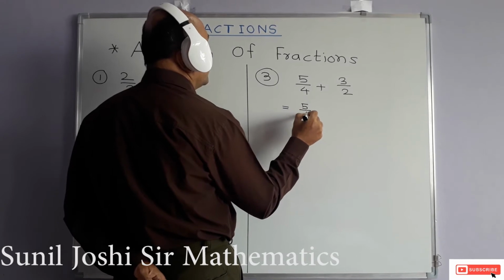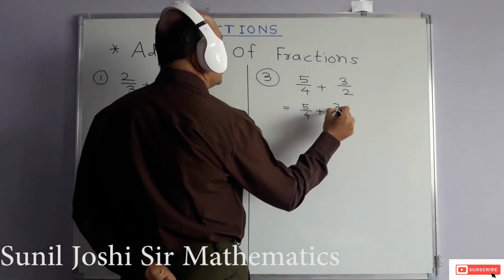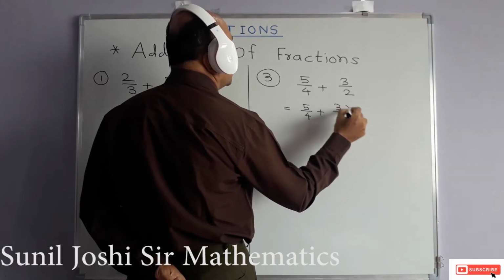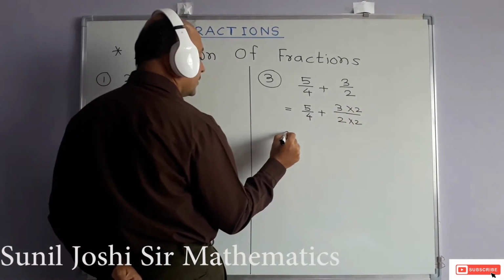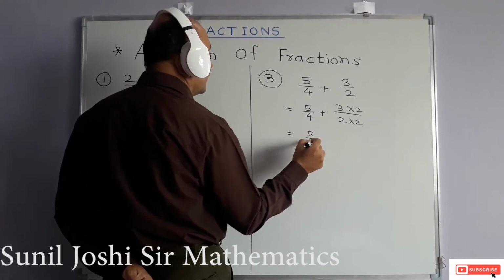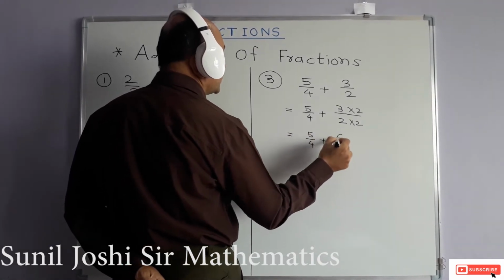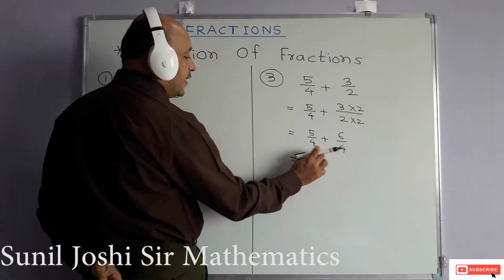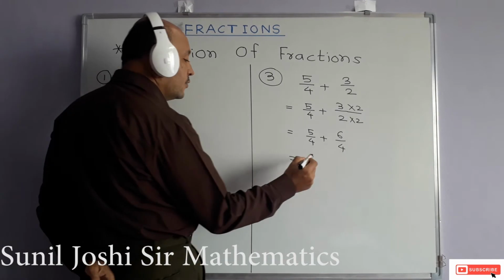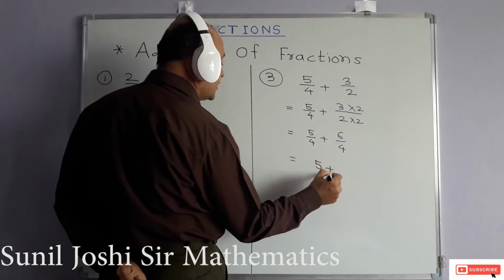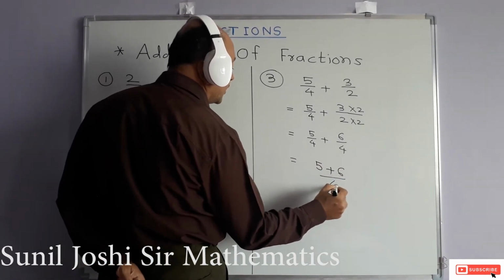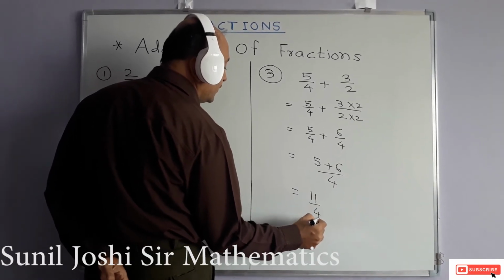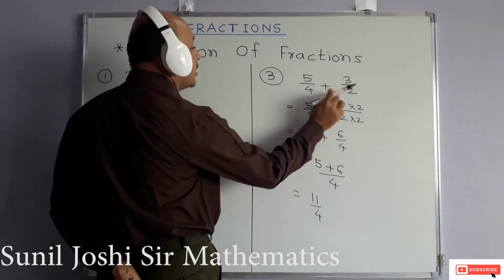5 upon 4 as it is plus 3 upon 2 is here. So 2 is here. Let us multiply by 2 here. Then what do you get here? 5 upon 4 plus 6 upon 4. And now we see that denominators are same. 4 and 4 are same. Then we can add the numerators. That is 5 plus 6 upon 4. And 5 plus 6 is 11 upon 4. So in that way we have to travel, students, when the denominators are not same.